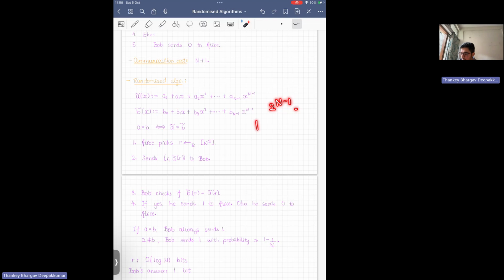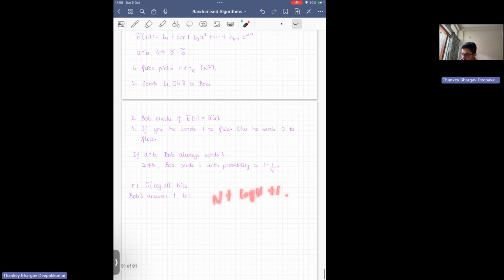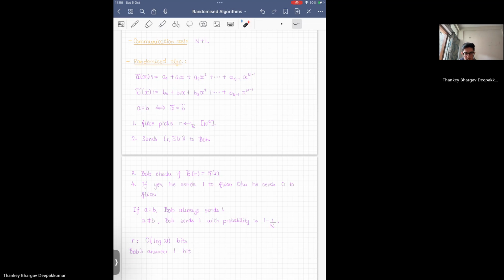And to send 2 to the n minus 1, you would need at least n bits, which is log of 2 to the n minus 1. So now we require n plus log n plus 1 bits. So we are actually doing worse than the n plus 1 over here. So this is a bad algorithm. What's the way to get around this?